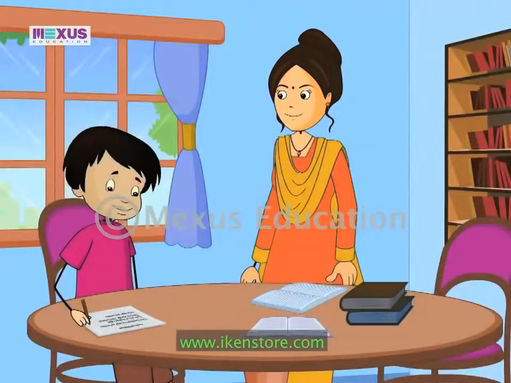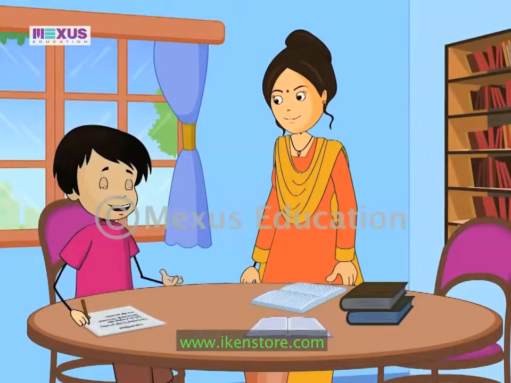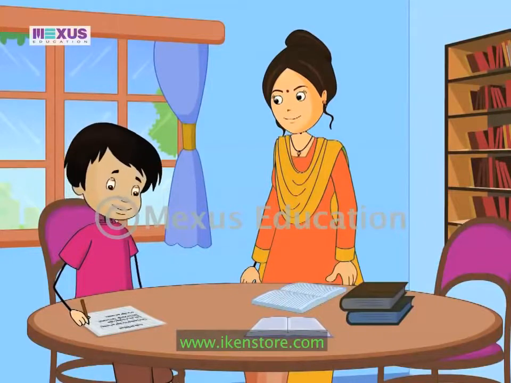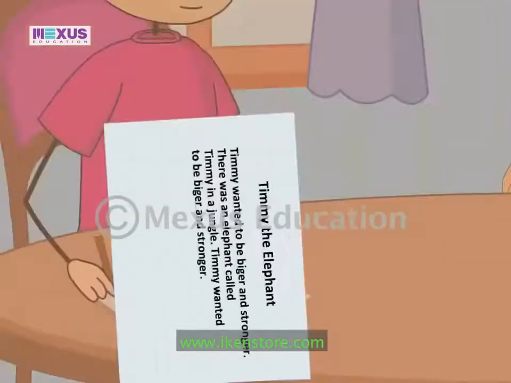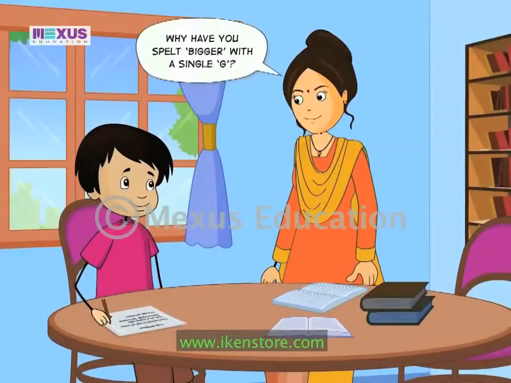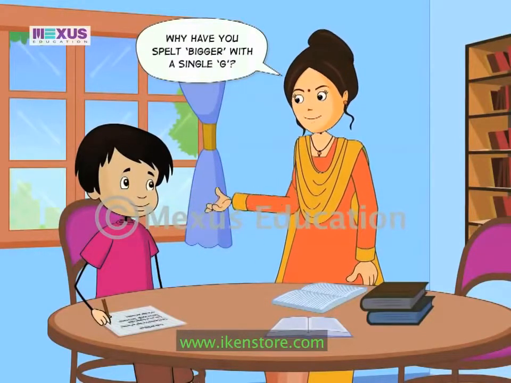Kevin is writing a composition called Timmy the Elephant for his English class. He is very excited and asks his mother to read what he has written till now. Mother notices that Kevin has written the following sentence. Timmy wanted to be bigger and stronger. She asks Kevin why he has spelled bigger with a single G.